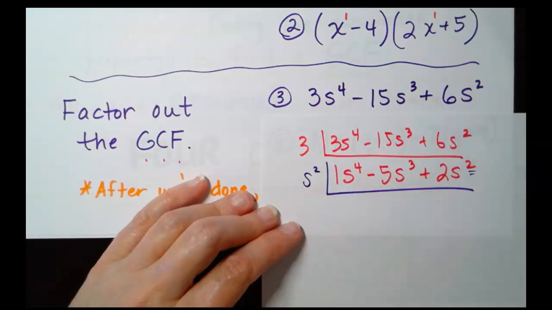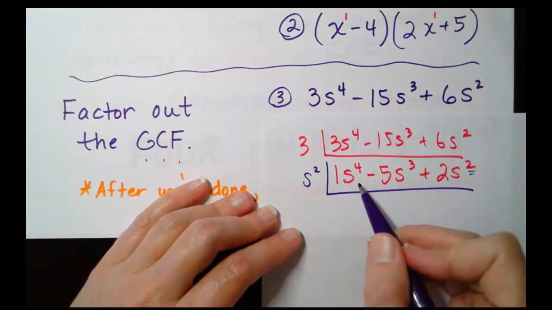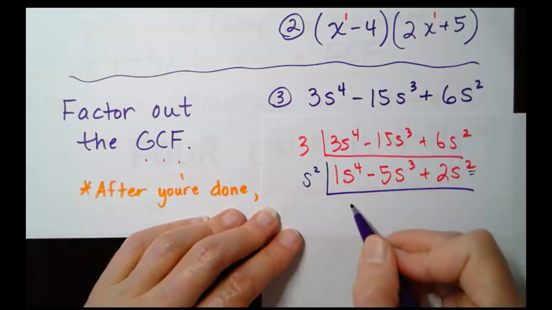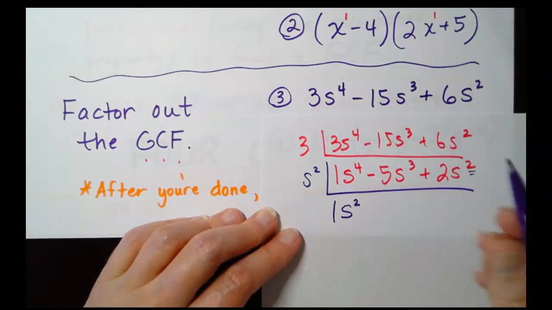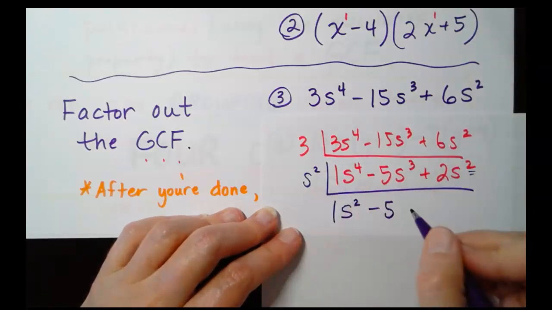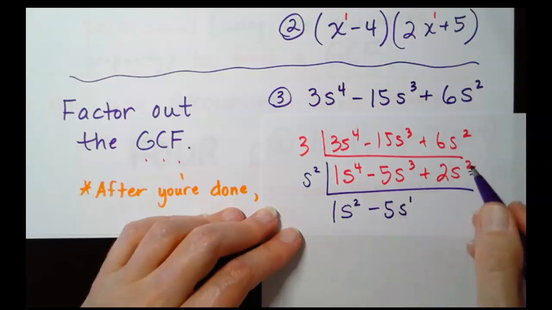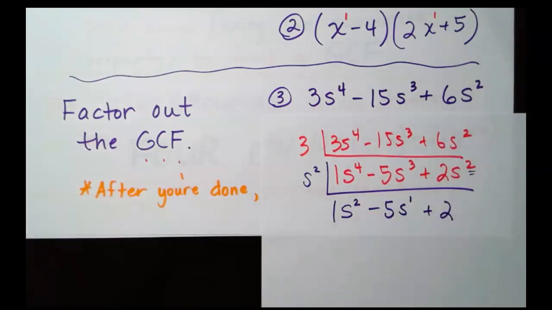So s squared is coming out. We're about to divide, and when we divide, we subtract the exponents of the like bases. So s to the 4th divided by s squared, we have s squared. 4 minus 2 is 2, and there's a 1 up front. Negative 5 s to the 3rd divided by s squared leaves s to the 1st. 3 minus 2 is 1. 2s squared divided by s squared is just 2. 2 minus 2 leaves 0 powers of s.